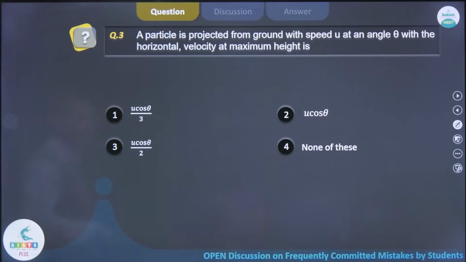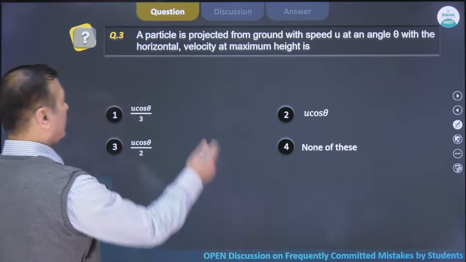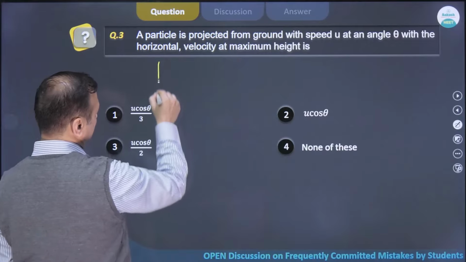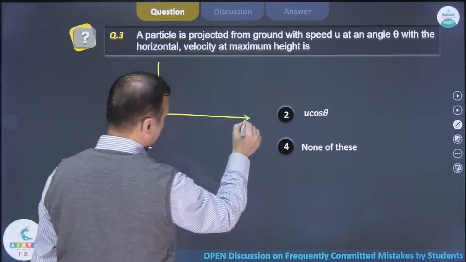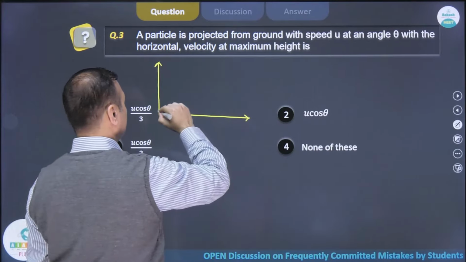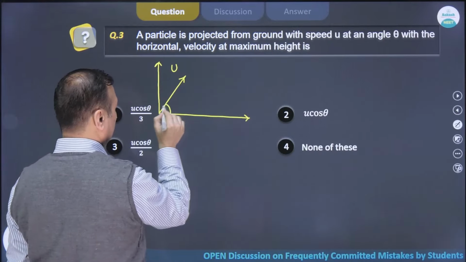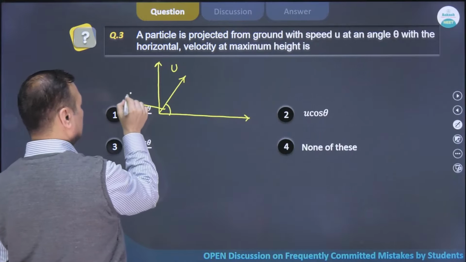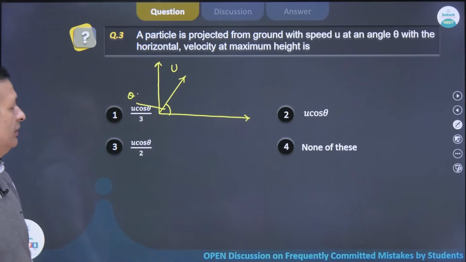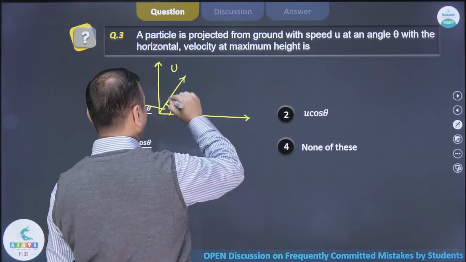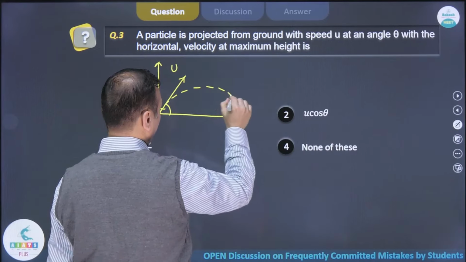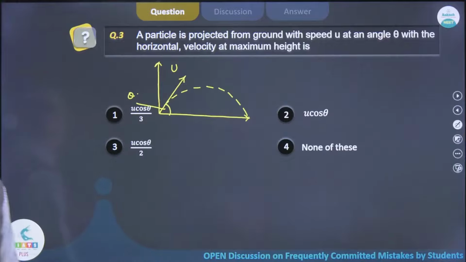A particle is projected from ground with speed u at an angle theta with the horizontal. Velocity at maximum height is. Okay, fine. So this is again a very fundamental question. This is how the particle is projected at an angle theta with the horizontal, and this is a projectile motion. This is 2D motion.